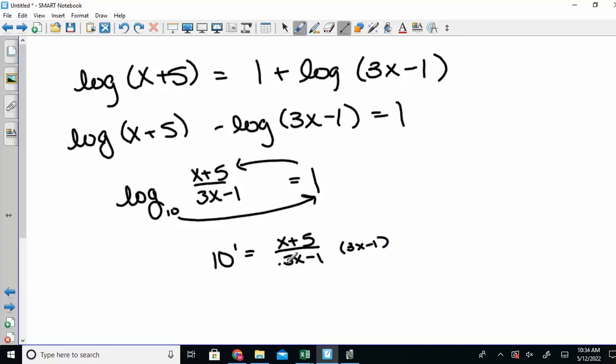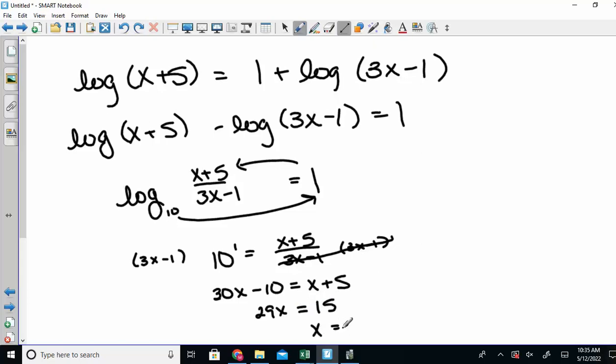So we can multiply the 3x minus 1 over. We get 30x minus 10 equals x plus 5. Subtract over the x, add over the 10. So x is 15.